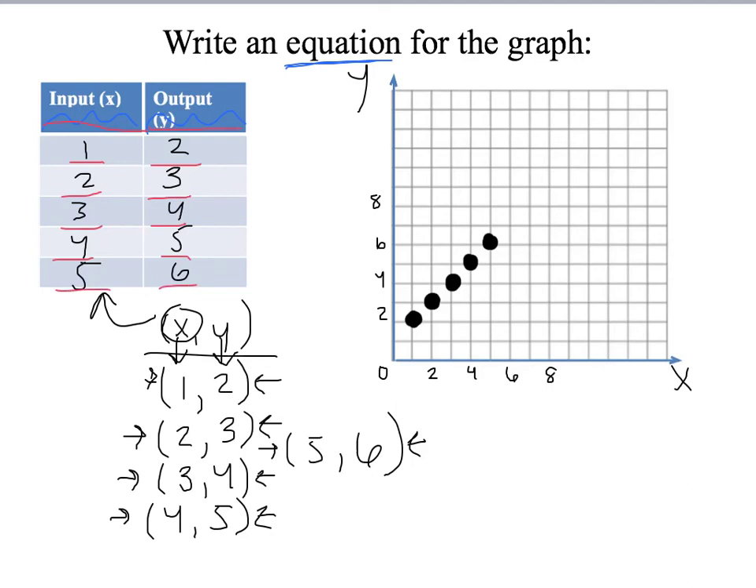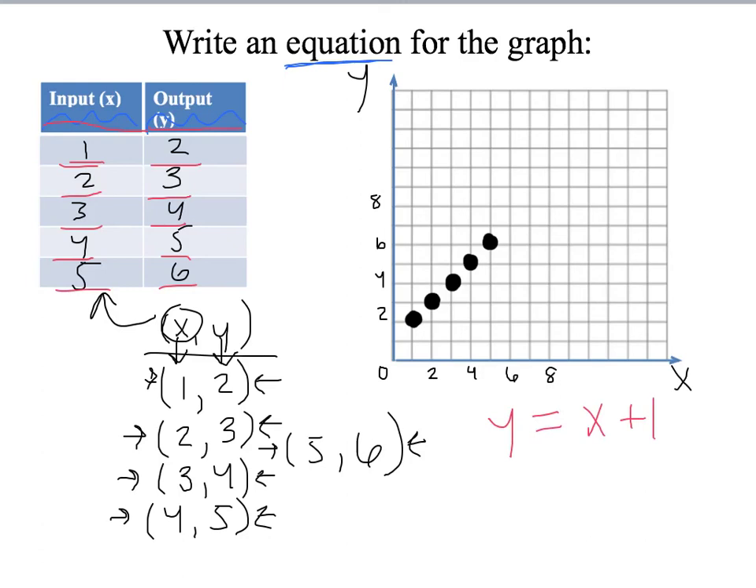So we know on one side of our equation we're going to have y, which is our output value, and that has to be a function of x. So we're going to say y equals some relation to our x value, which would be x, and we decided that every y value was 1 more. So we're going to say x plus 1 will give you y.